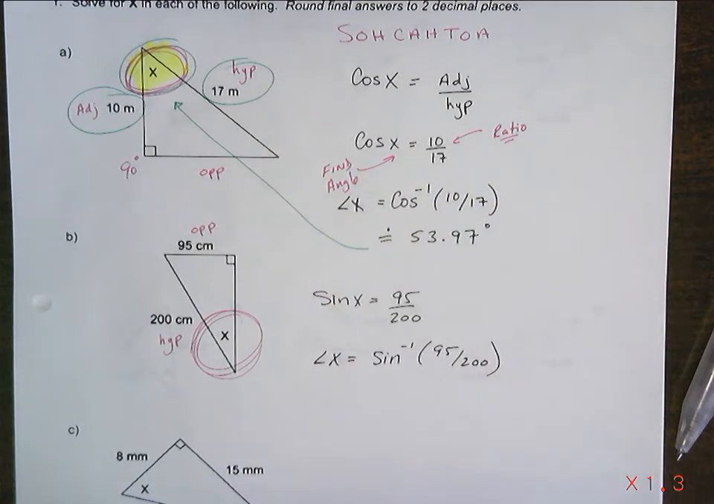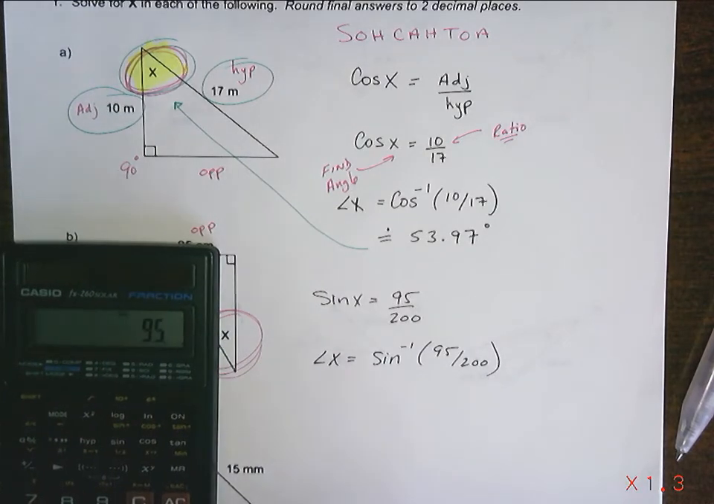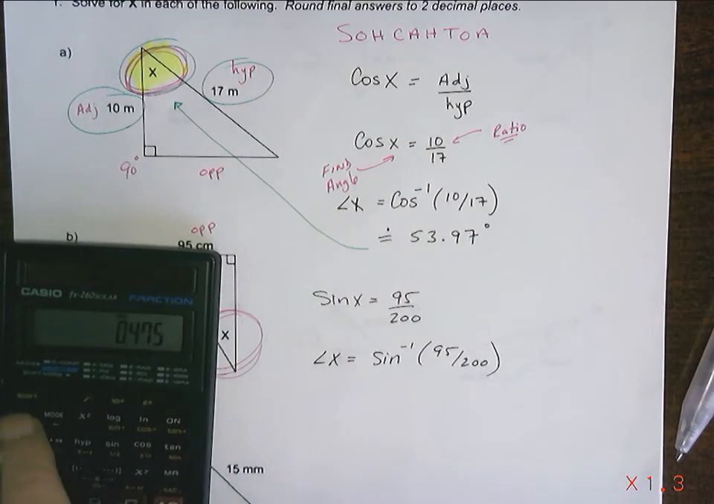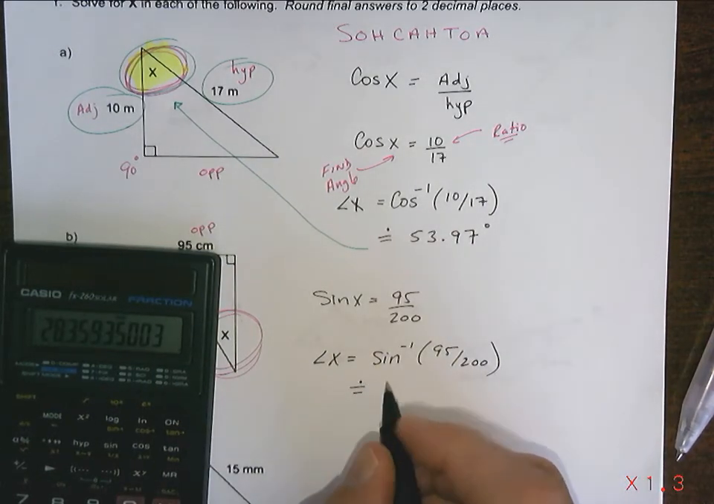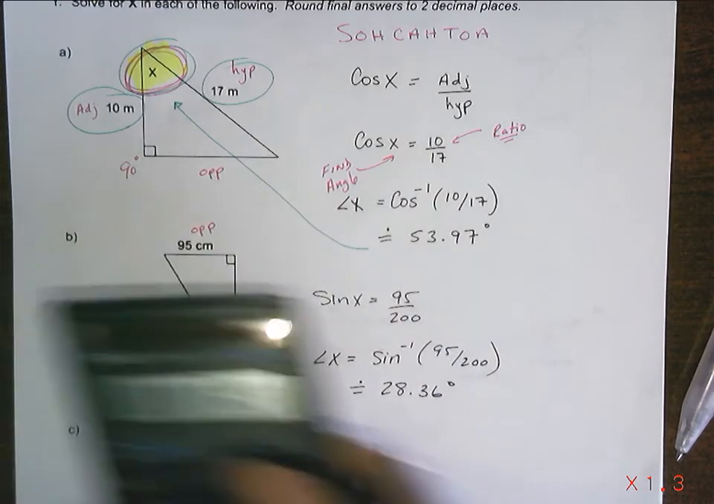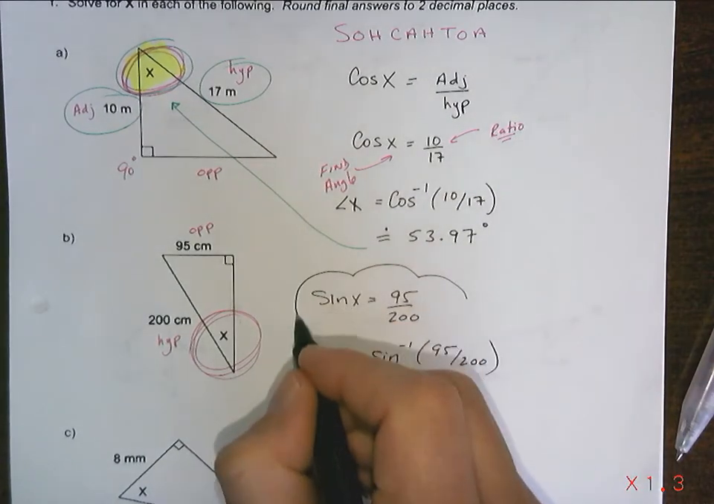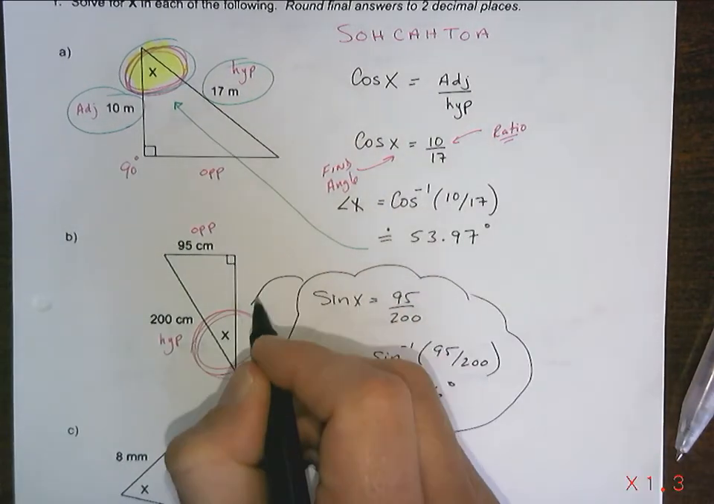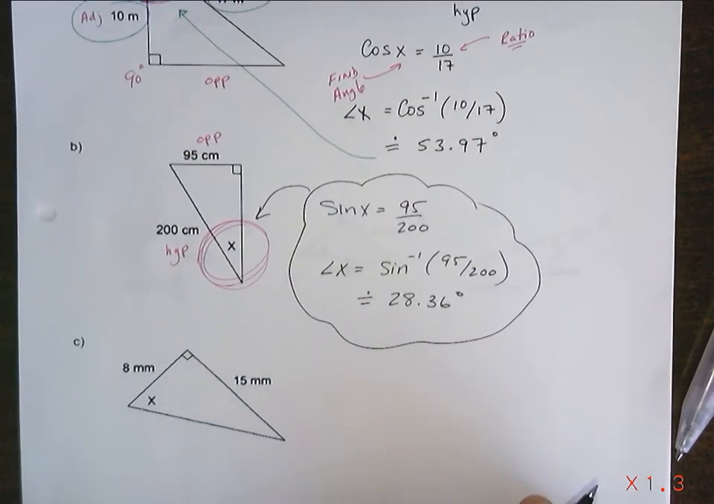Notice I never write out the decimal. I let the calculator do the work. And I come up with an answer of approximately 28.36 degrees. Pause the video. Finish writing that in. Moving down to the next one.